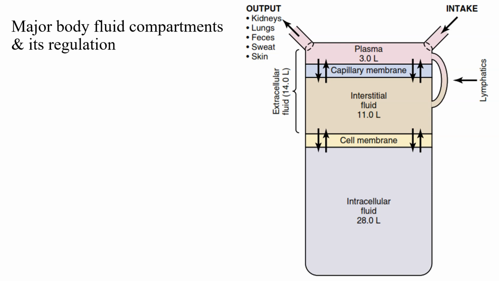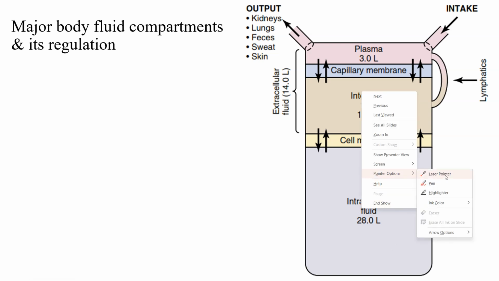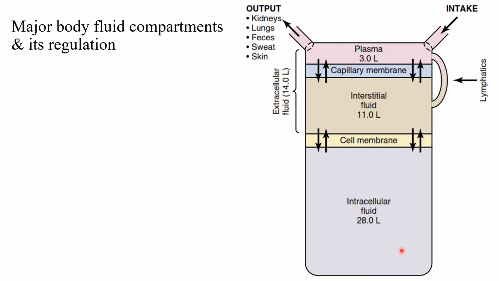Out of 42 liters, intracellular is 2/3 of the total body water. So out of 42, 2/3 will come around 28 liters. 28 liters is the intracellular content here, intracellular fluid. You can see here 2/3, then 1/3 is extracellular, and the major barrier between intracellular and extracellular is the cell membrane. We know the cell membrane is semi-permeable. It is selectively permeable. Some ions are allowed to pass, some ions are not allowed to pass. Like water can pass easily.